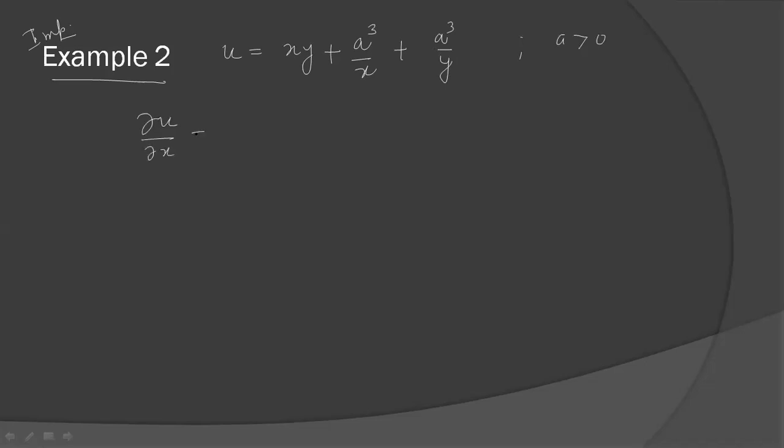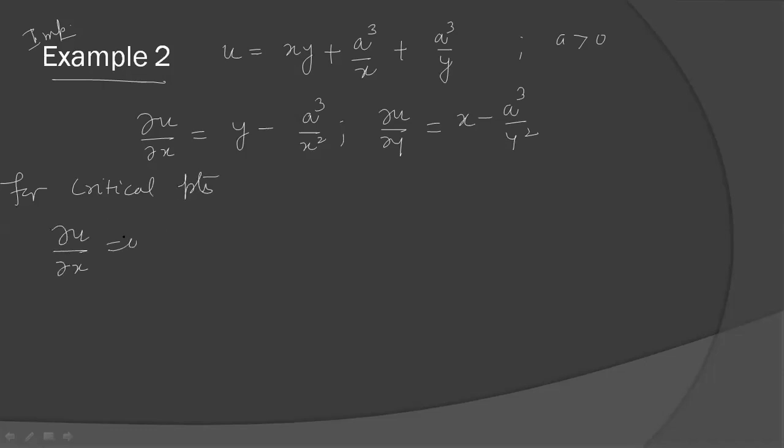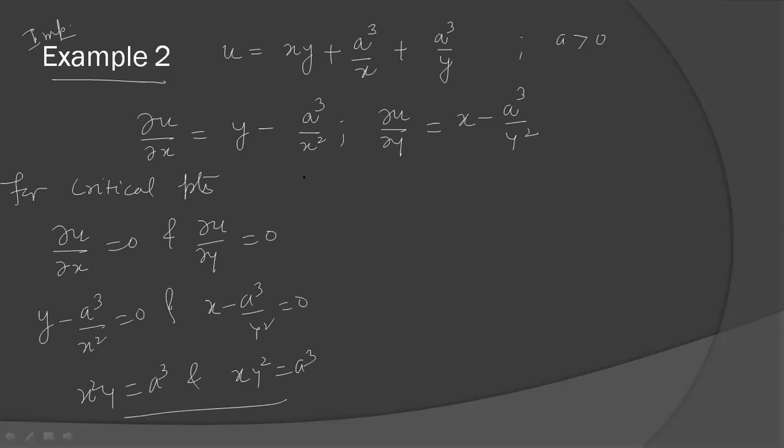So del u by del x will be y minus a cube over x square. Del u by del y will be x minus a cube over y square. For critical points, del u by del x equal to 0 and del u by del y equal to 0. Now, y minus a cube by x square equal to 0 and x minus a cube by y square equal to 0. So you will get x square y equal to a cube here and x y square equal to a cube here. Compare both the equations.